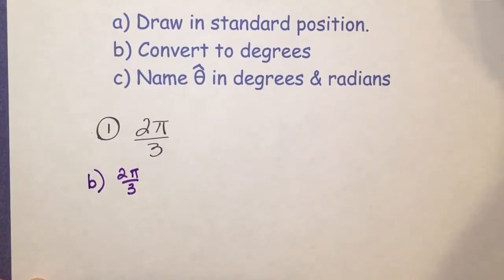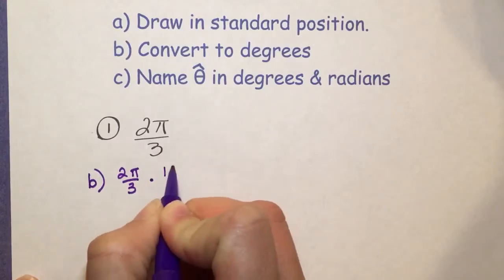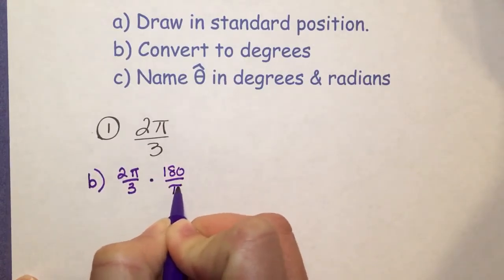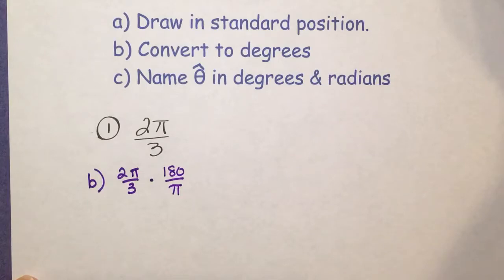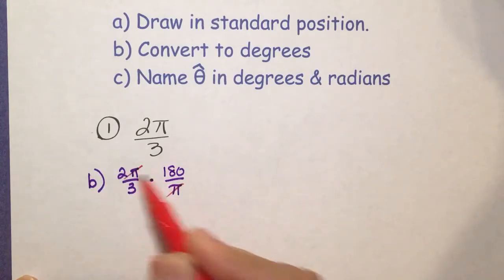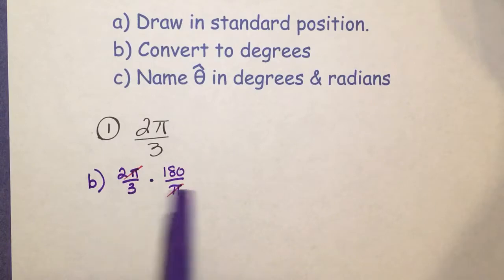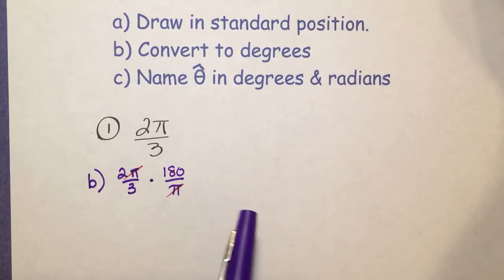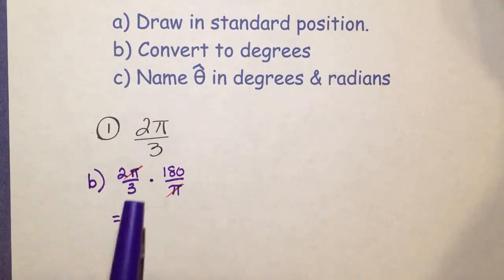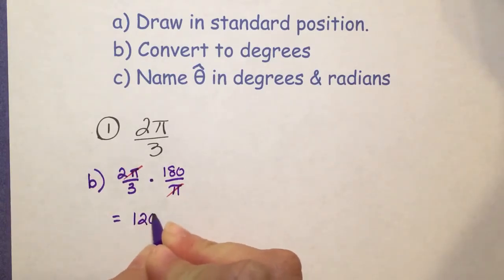Now if you're going from radians to degrees, then you're going to multiply by 180 over pi. So what you're going to see happen here is that your pi's are going to cancel out. Now just use your calculator. Of course, when you're multiplying, you just multiply across the top, multiply across the bottom, and then do your division. So just go ahead and do the 2 times the 180, and then you're going to take that result and divide it by 3. So you're going to end up with 120 degrees.